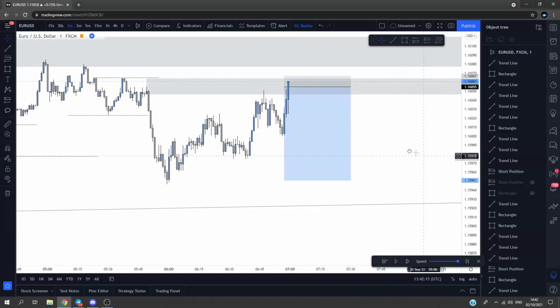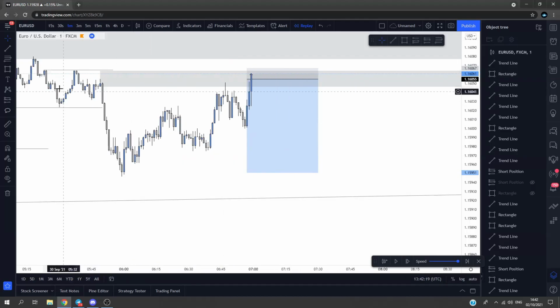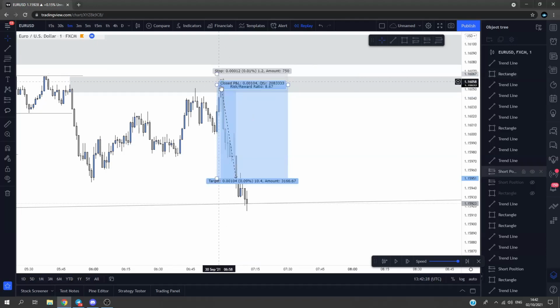So what did the price do? Price came up, mitigated the zone perfectly, absolutely perfectly, right? Play it a bit. Within seconds, look at that reaction, straight down, bam. That's our first trade done, right?